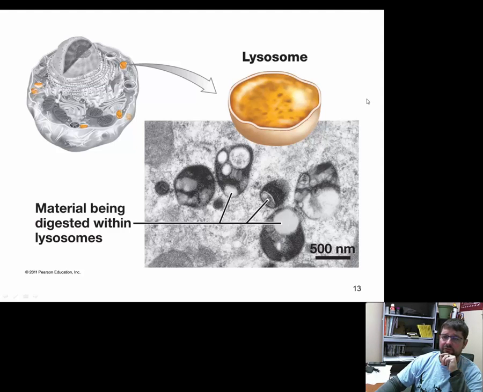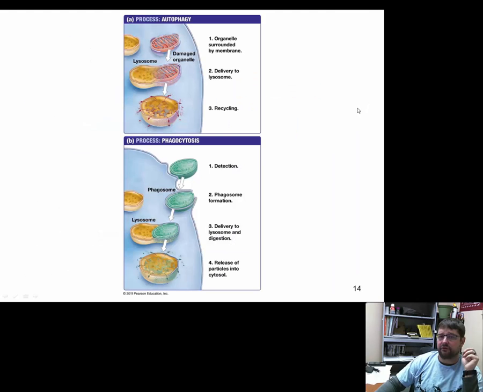And we're going to look at a little video in a second showing you lysosomes in action. But there are two processes by which lysosomes work. They can do what we call autophagy, which means that they're dissolving things from within. Things that are already in the cell, maybe a damaged mitochondria, maybe a damaged Golgi apparatus, and they're going to dissolve it and recycle those things.